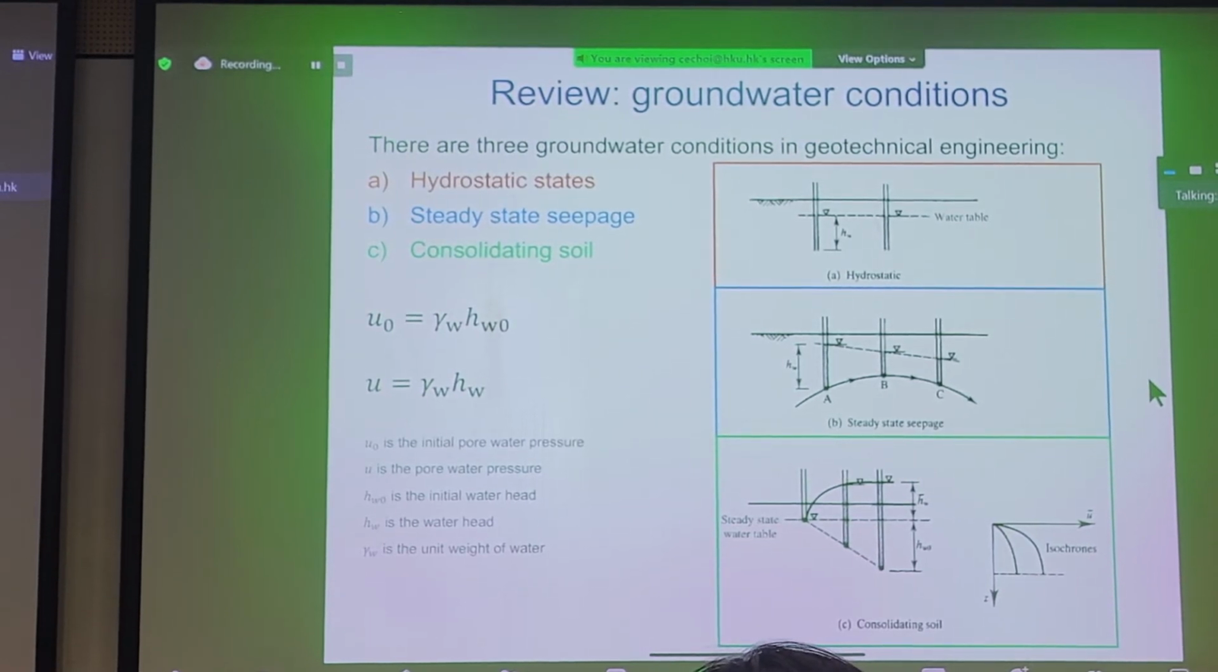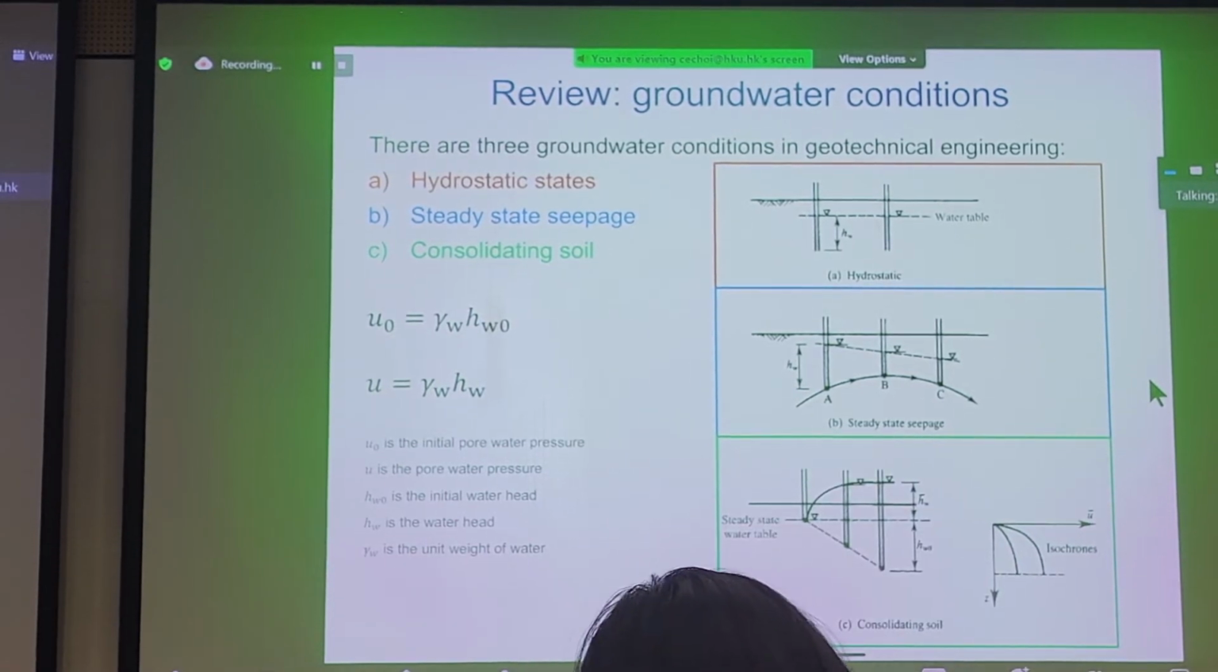So, a quick review. There are a few groundwater conditions that we commonly deal with in geotechnical engineering. We have hydrostatic states. We love to deal with hydrostatic states because it's simple. It's the depth times unit weight of water that gives us some sort of pore pressure. We refer to it as hydrostatic when nothing's moving.